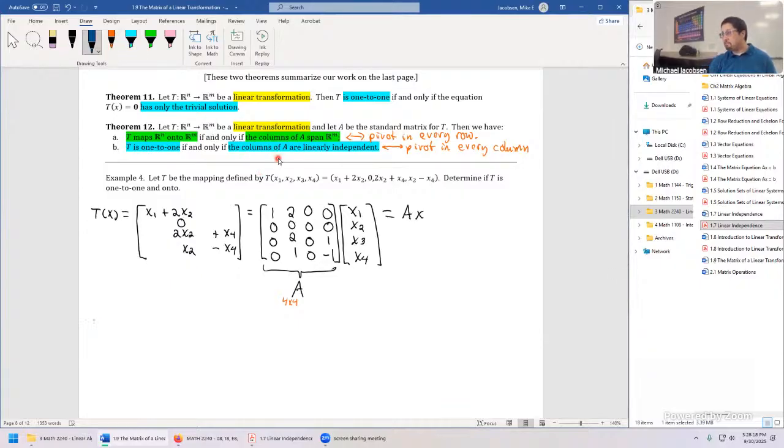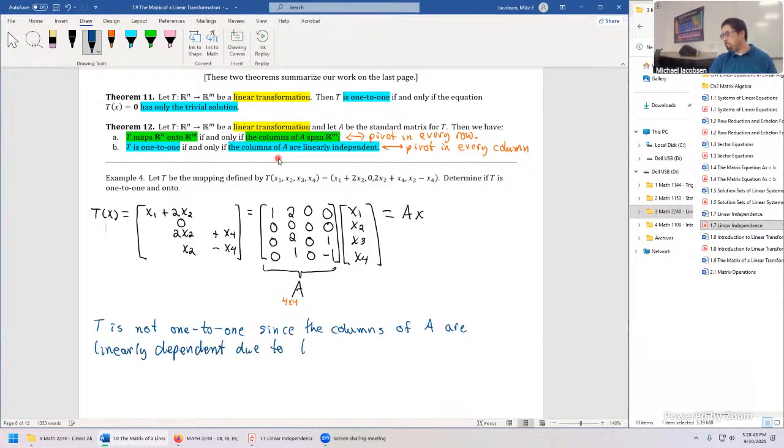We can say T is not one-to-one since the columns of A are linearly dependent due to the 0 vector in column 3.